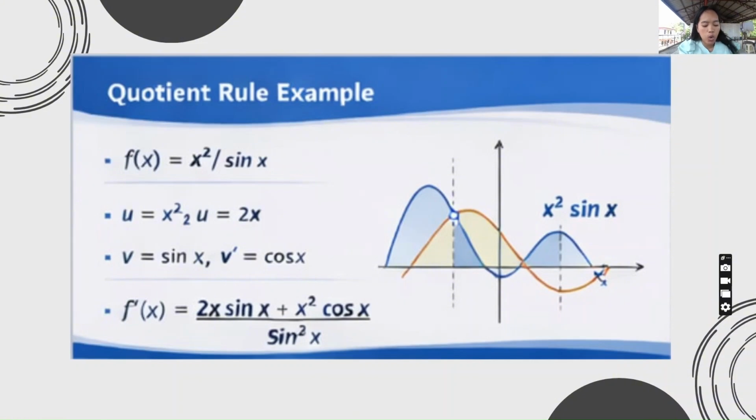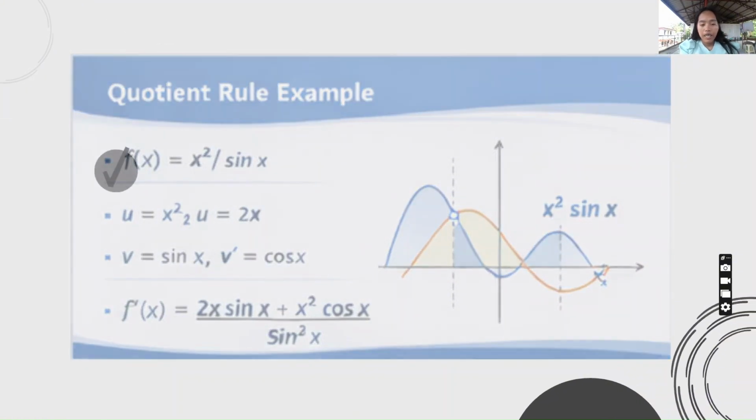As you can see, then apply the quotient rule. So f prime of x is equal to u prime v minus u v prime over v squared, which is 2x times sine x minus x squared times cos x over sine squared x. So this formula captures the change in both the numerator and denominator. For example, if x increases slightly, the change in x squared and the change in sine x both influence the rate of change of the quotient, and the quotient rule combines these contributions precisely.